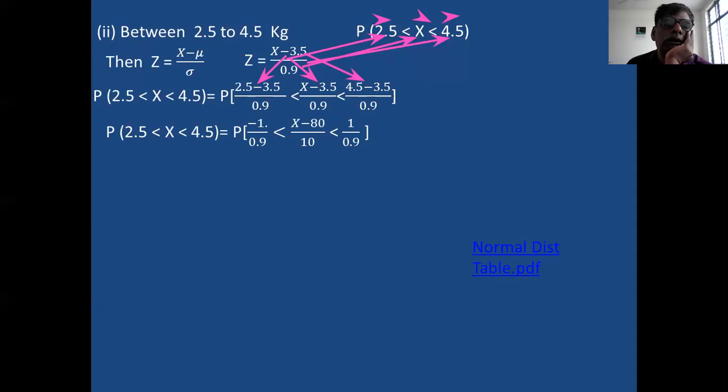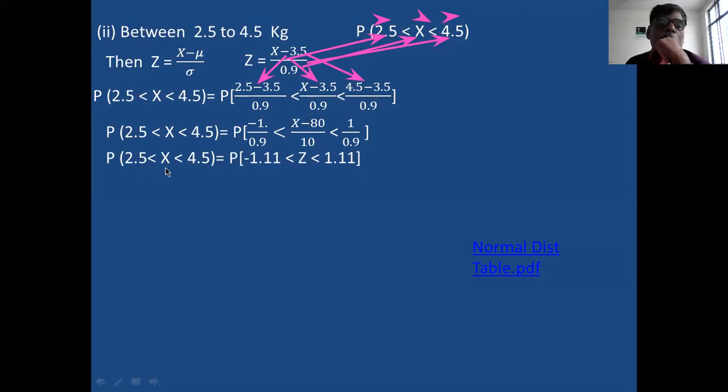So the probability of X is greater than 2.5 and smaller than 4.5. Then the first is 2.5 minus 3.5, which is minus 1, divided by 0.9. The second equation comes as it is. The third equation is 4.5 minus 3.5, which is 1, divided by 0.9. The first is minus 1, the last is plus 1. Remember this.